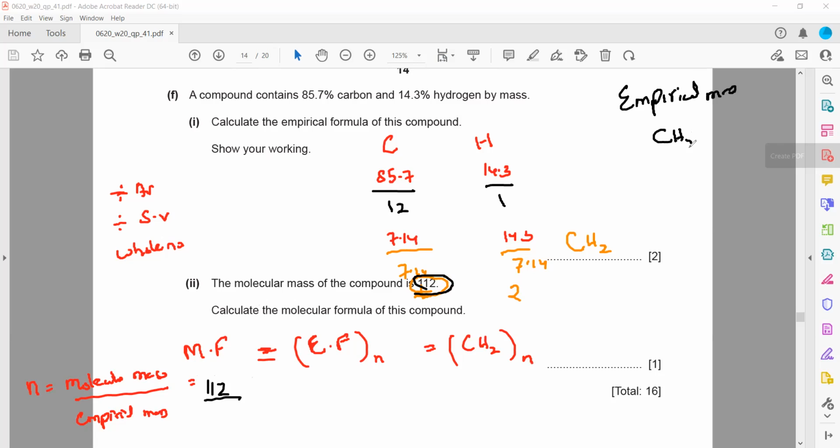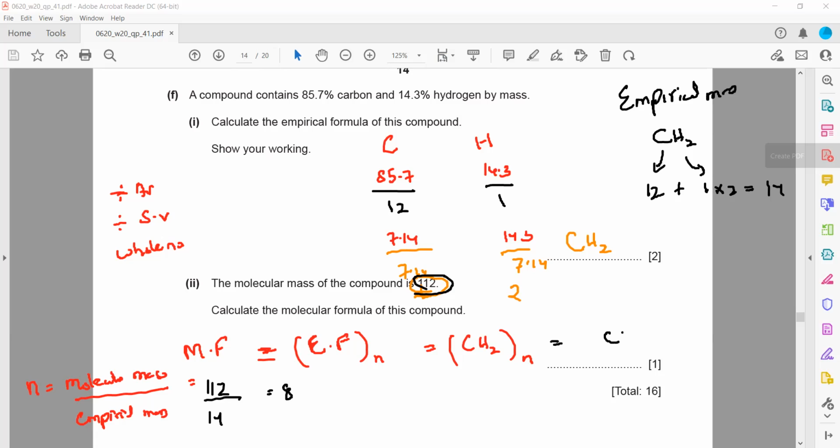Empirical mass of CH2: carbon is 12 using a periodic table, and hydrogen is 1 and there are 2. So it will be 12 plus 2 makes 14. So the empirical mass is equal to 14. So 112 divided by 14 will give us the value of n, which is 8. So the value of n is equal to 8 here.